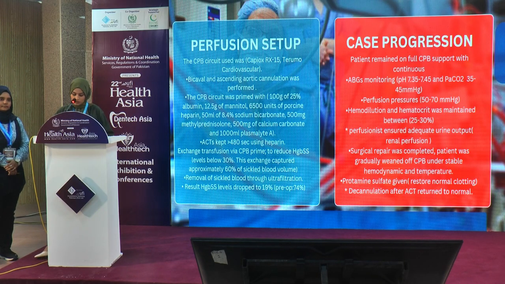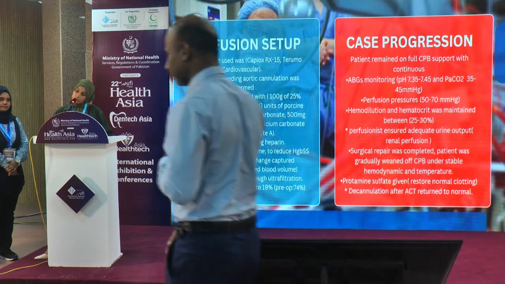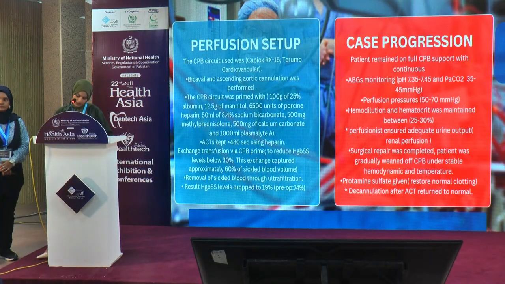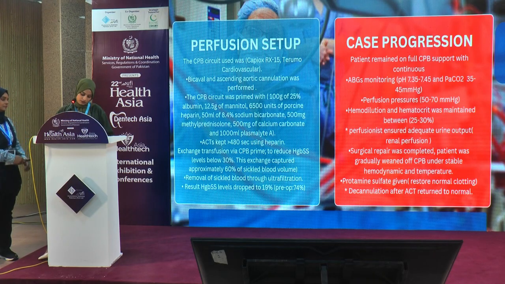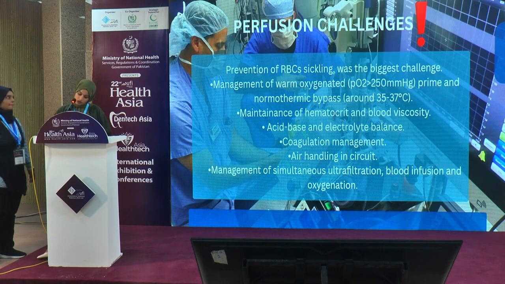Hemodilution and hematocrit were maintained to keep the blood thin enough for smooth flow but still enough RBCs for oxygen delivery. Adequate urine output was ensured. After surgical repair, the patient was gradually weaned off CPB under stable hemodynamics and normothermia. Protamine sulfate was given to reverse heparin. The patient was successfully decannulated. That was it for the intra-op part.